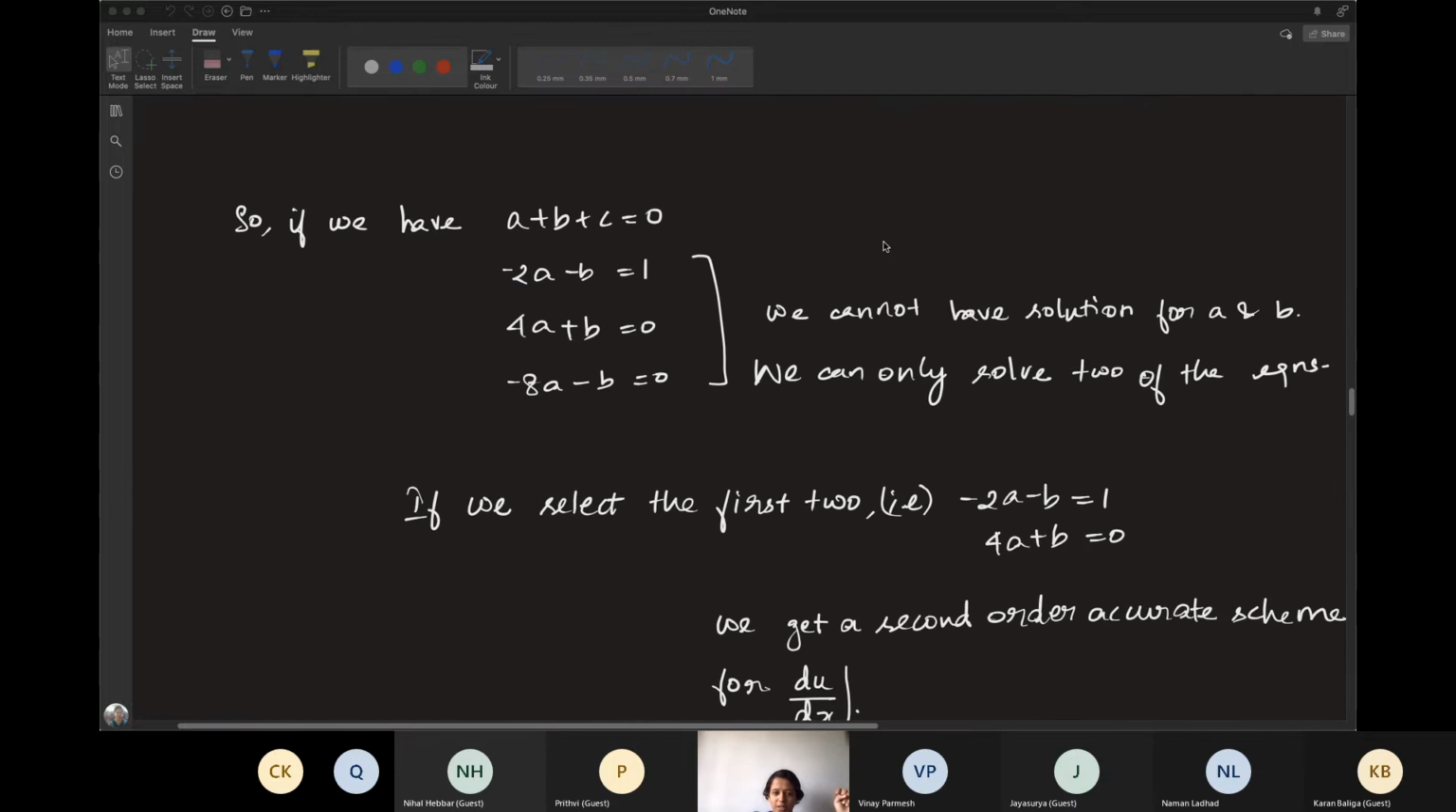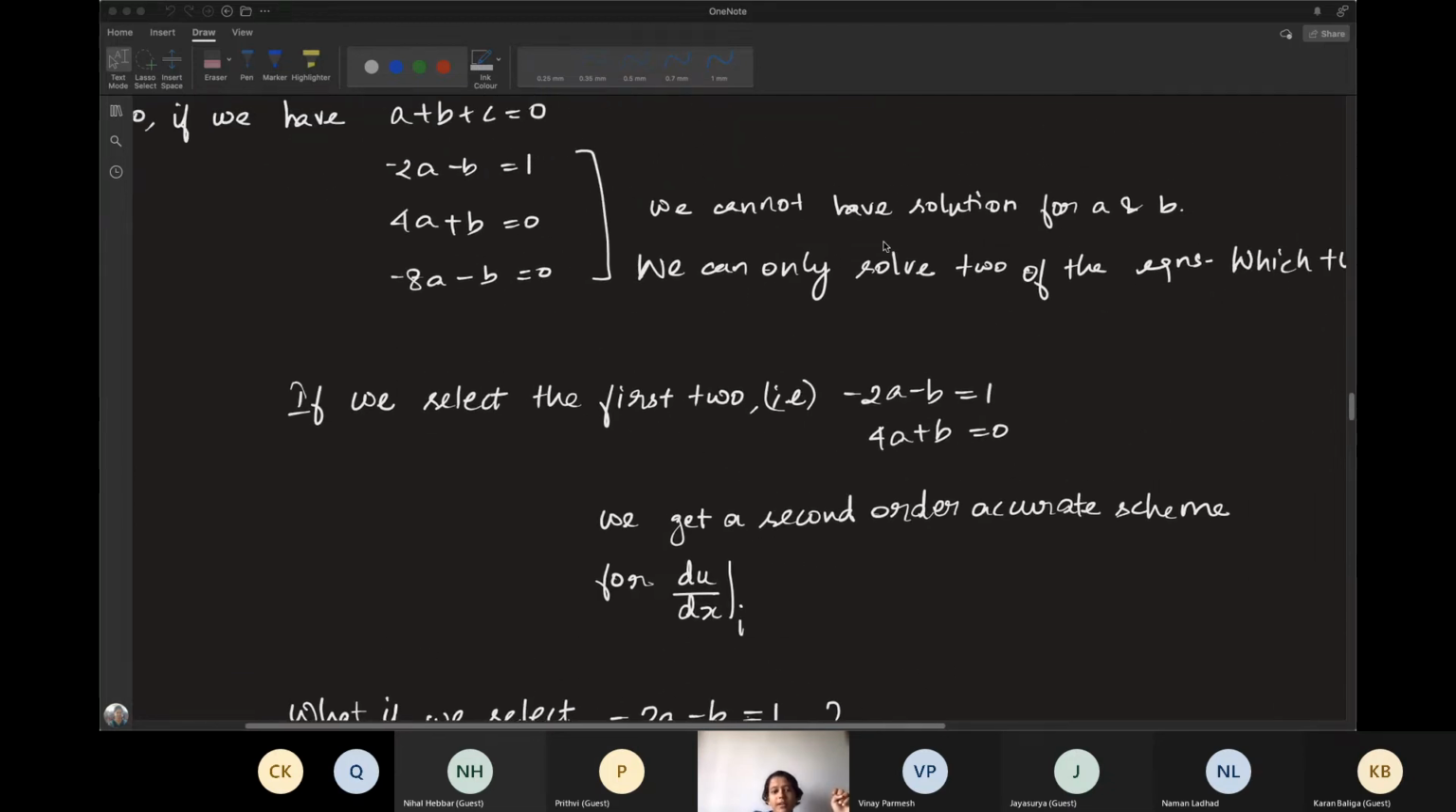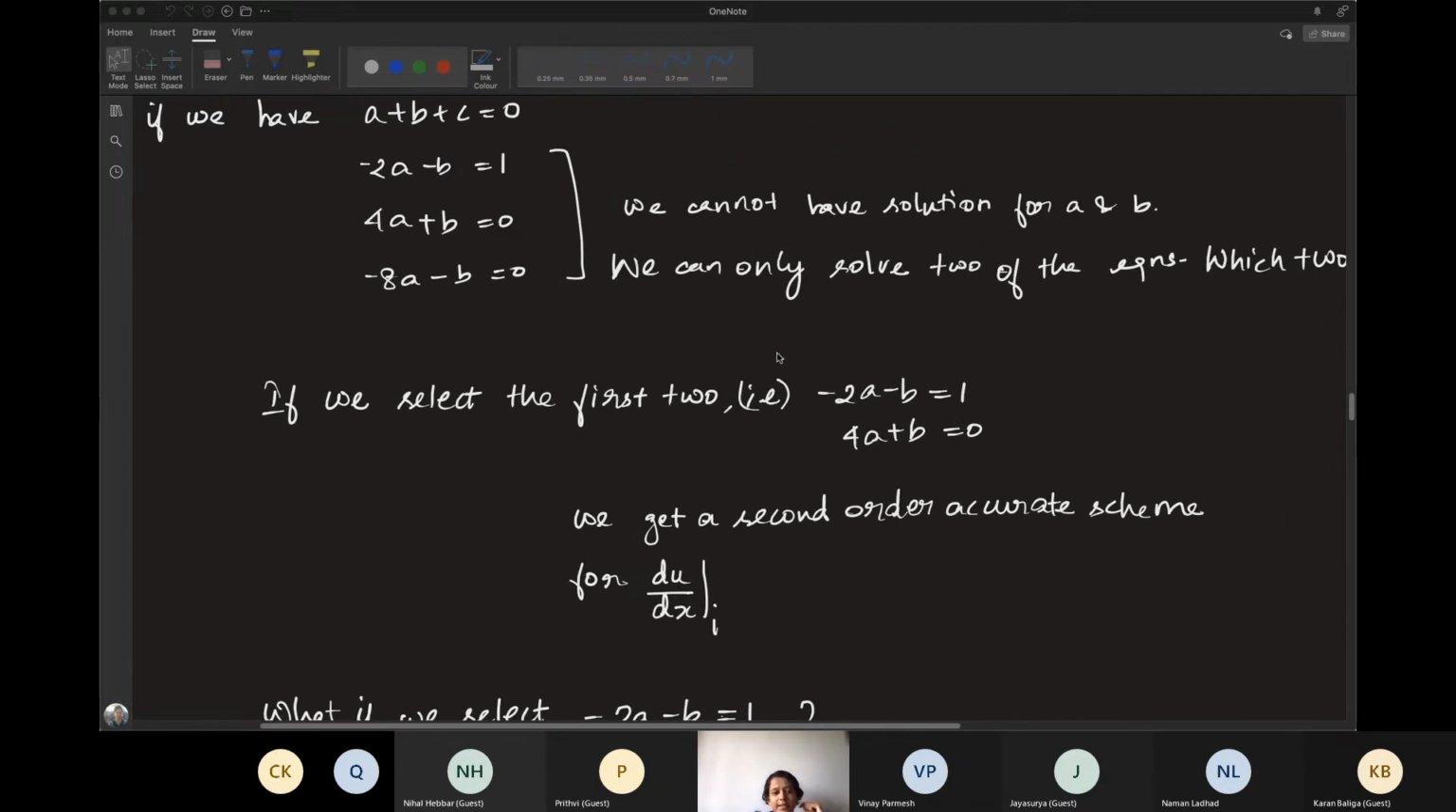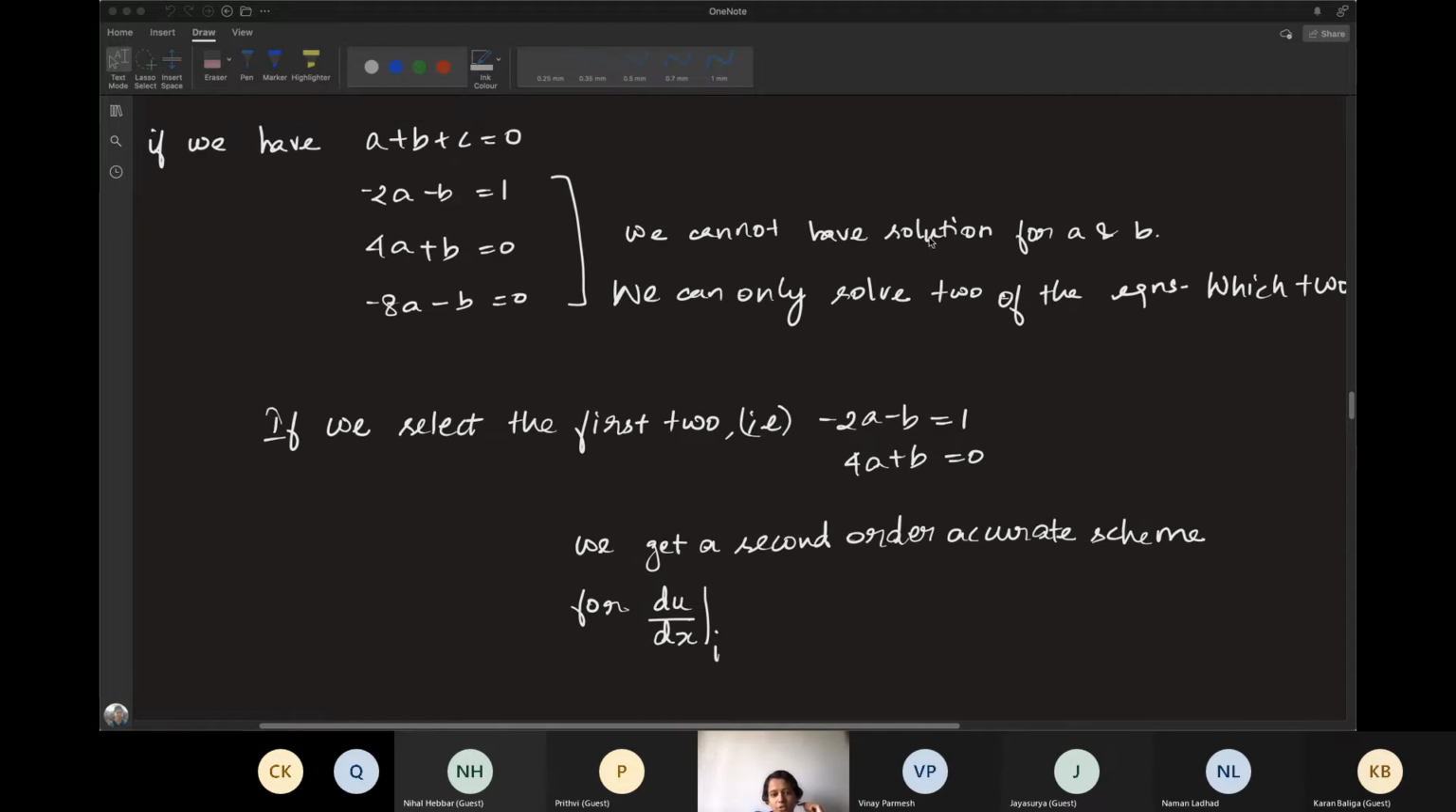So, okay. And also, if we select the first two equations, we cannot have a solution for this, but we can have a solution only if we have two of these equations out of these three. So how do we select just two equations out of these three? Suppose we select the first two equations, then we get a second order accurate scheme.